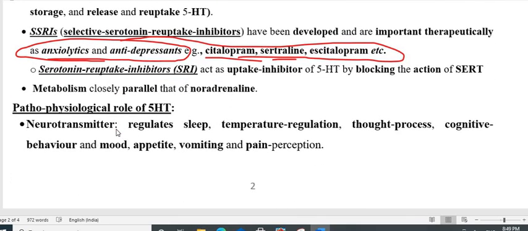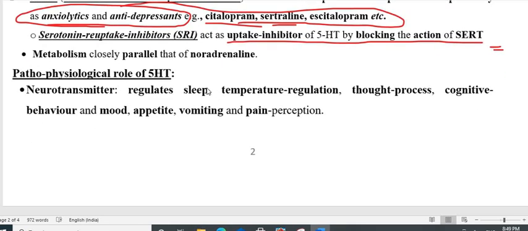Now we have to go through the pathophysiological function. So what is this SSRI going to do? This is going to inhibit the uptake of 5-HT by blocking the action of the SERT protein. So this is very, very important. Metabolism is parallel to noradrenaline.